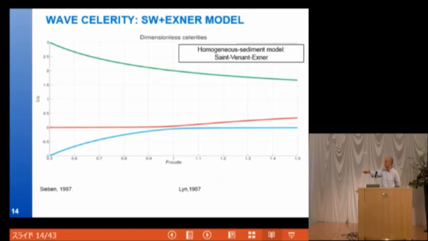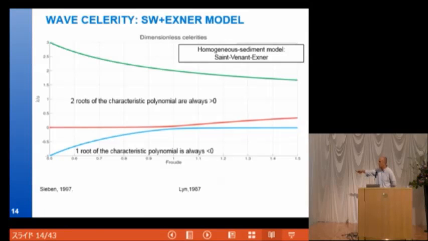Studying the shallow water Exner model, you end up with such a graph. You have the Froude number, and here the lambda star, the dimensionless wave propagation. What you can see is that you have two roots, the roots of the polynomial. Zero is here, and then you have a positive value and a positive one also here, and then a negative characteristic. So essentially, this predicts two pieces of information traveling in the downstream direction and one traveling in the upstream direction.